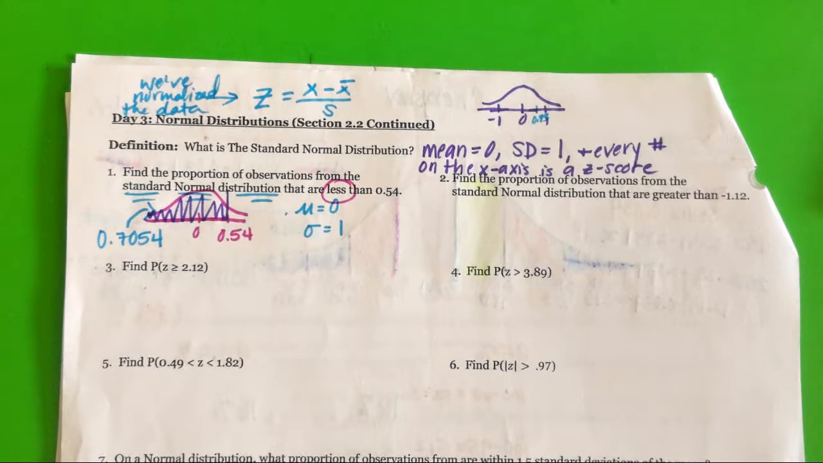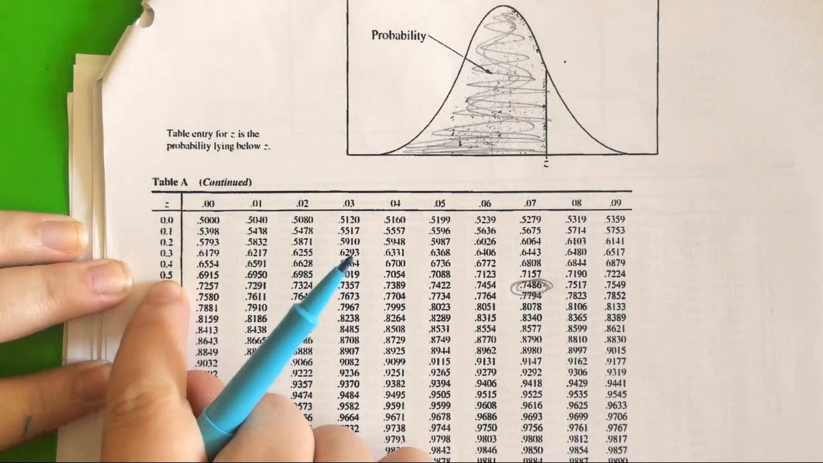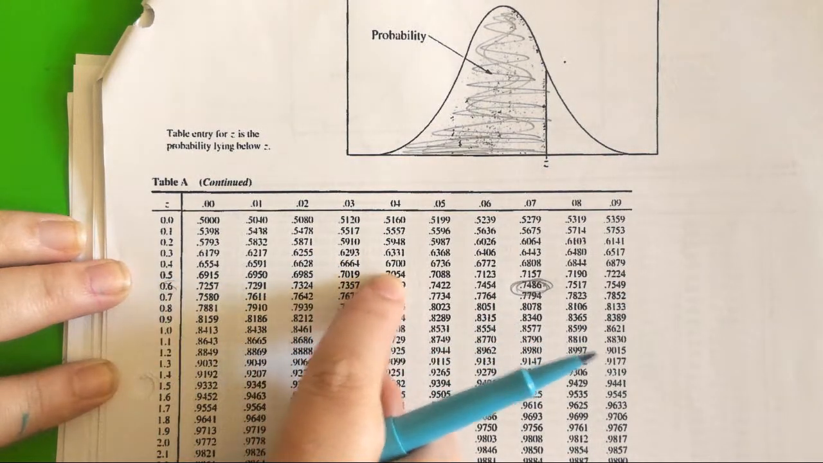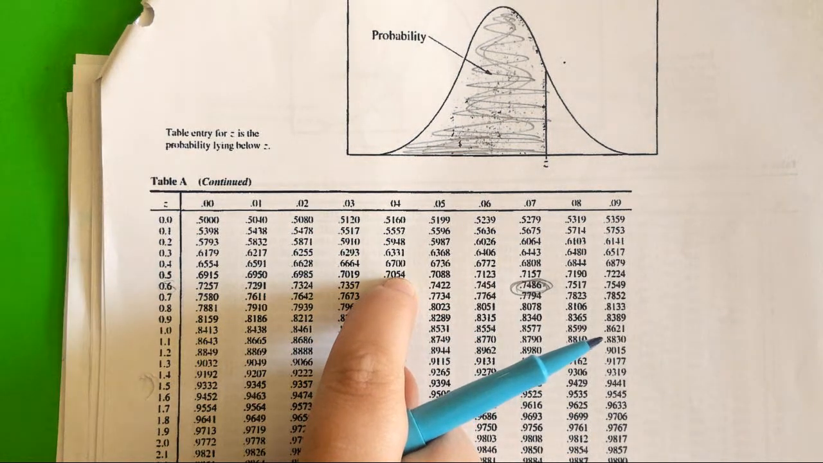Okay, are there any questions about that one? Yes, dear. How do you find this number on this table? Okay, so for 0.54, I went to 0.5, and then it's 0.54, so I had to go over to the 4 column, and where they aligned is the number I'm looking for.